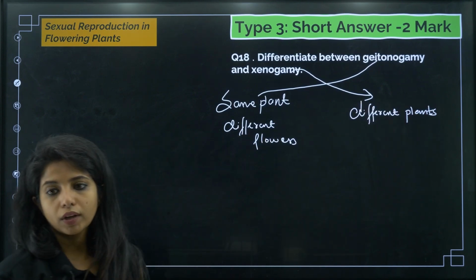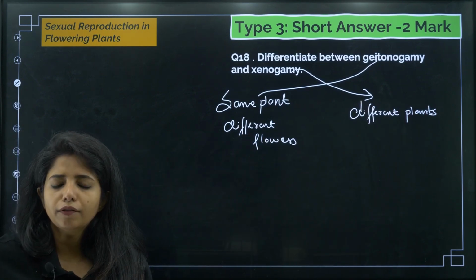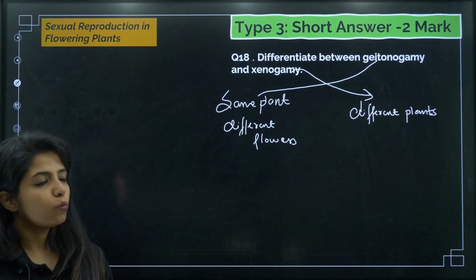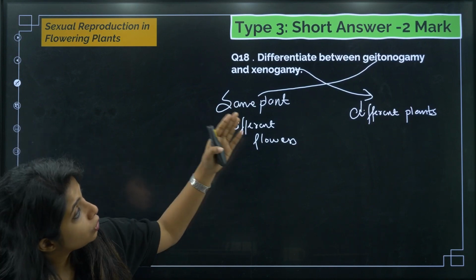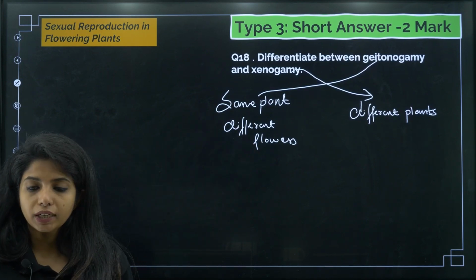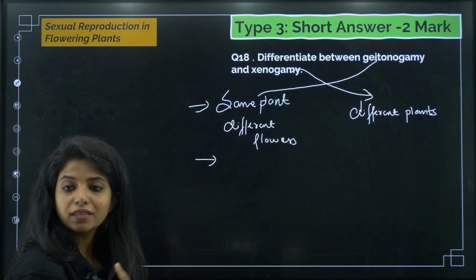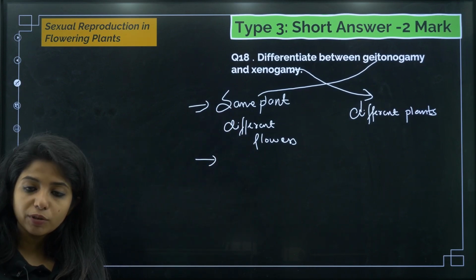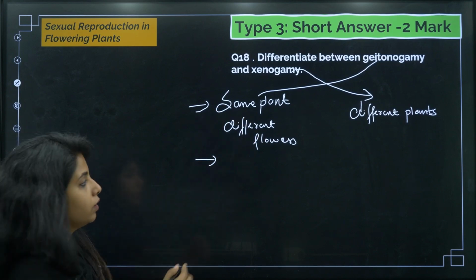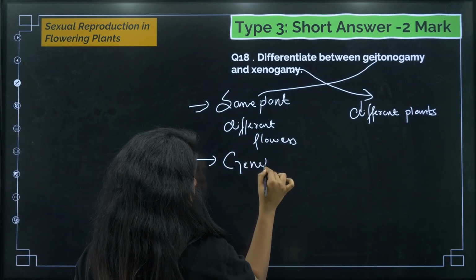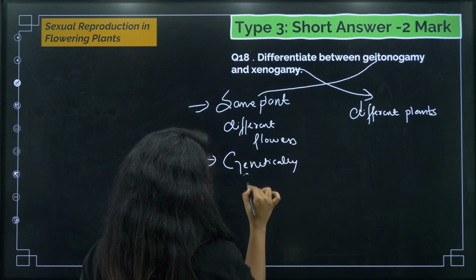Different plants altogether. In that case, it is kind of different. Okay. Now, if you want a 2-marker question, you have to put more points, right? What will be the next difference? So here, don't you think genetically it will be the same? The product at the end will be genetically the same because the same plant is being involved. So I am right, genetically similar to parents.